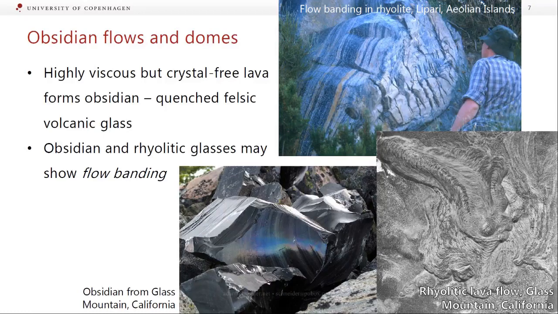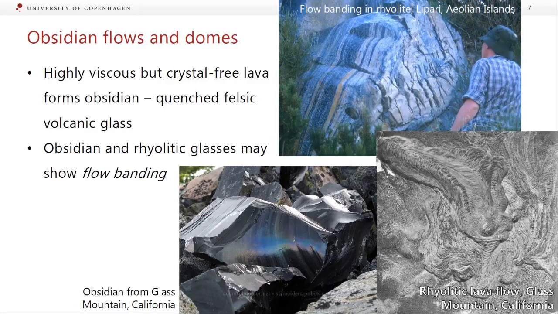So often these things show flow banding, and you can see it in this obsidian here. You can see these light and dark flow bands. It's probably a bit more obvious here. This is a rhyolite from the Aeolian Islands, and you can see that it's banded into different colors. This flow banding is basically tracking the direction that the magma was moving in, or the lava, sorry.